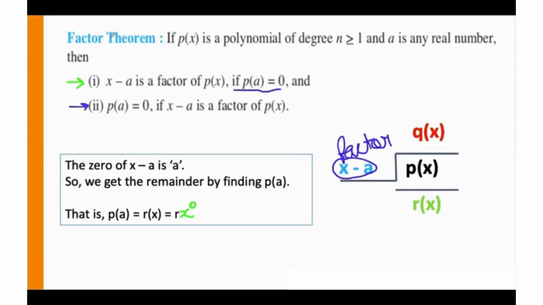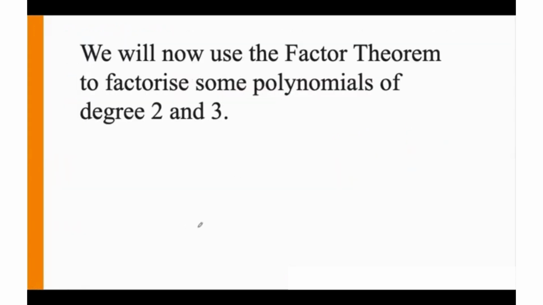Now the factor theorem does not have a proof in your textbook, so we need to accept it as it is. But we know that if the remainder is 0, then the divisor is always a factor. And if we know that the divisor is a factor, then we will obviously get the remainder as 0. Now, let's use this to factorize other polynomials. We will now use the factor theorem to factorize some polynomials of degree 2 and 3.